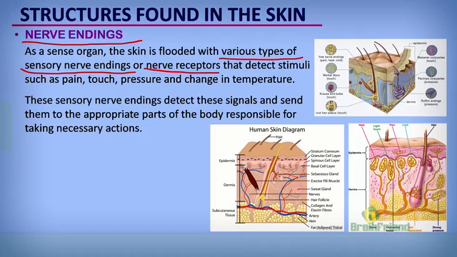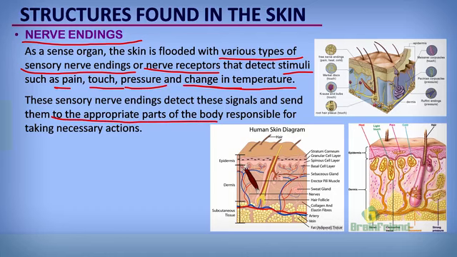They receive stimuli. They receive signals from the skin. So they detect stimuli such as pain. So the skin feels pain. They also detect touch, pressure, and change in temperature. They can also detect different kinds of stimuli. These sensory nerve endings detect signals, and when they detect these signals, they send them to appropriate centers or appropriate parts of the body, such as the brain.